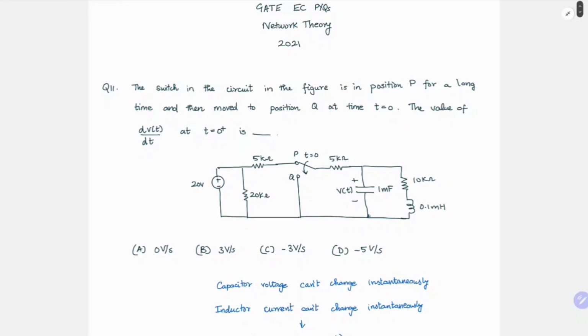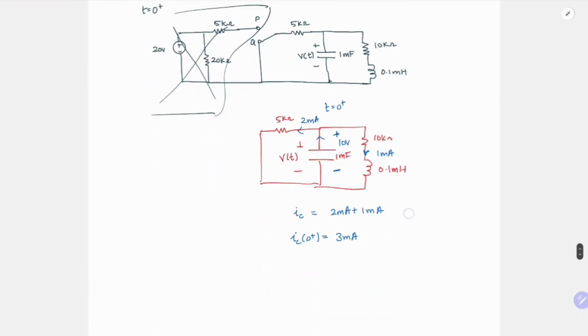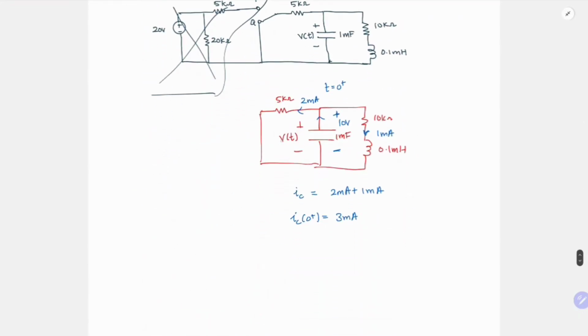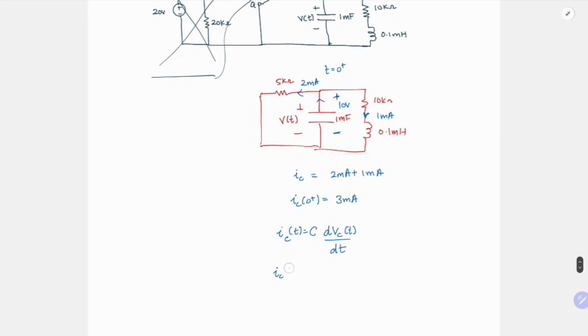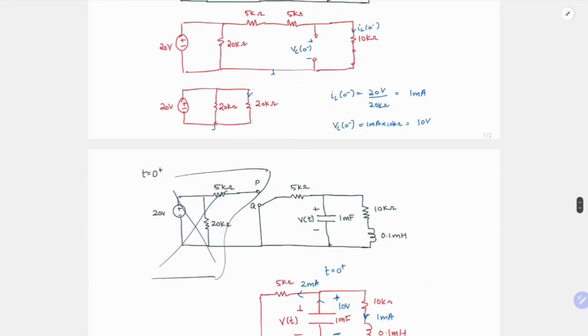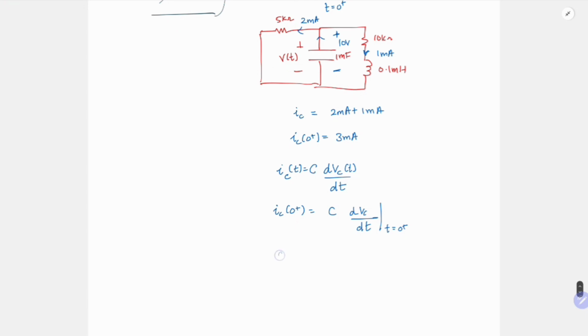What have they asked us to find? We have to find dV of t by dt. So V of t is nothing but your Vc of t itself, right? If you remember, for the capacitor, your current IC is equal to C into dVc of t by dt, right? So this is your IC of t. So your IC of 0 plus is equal to C dVc by dt at t equal to 0 plus. So that is what they are asking us to find. So if we just take the C this side, your dVc by dt at t equal to 0 plus is IC of 0 plus by C.